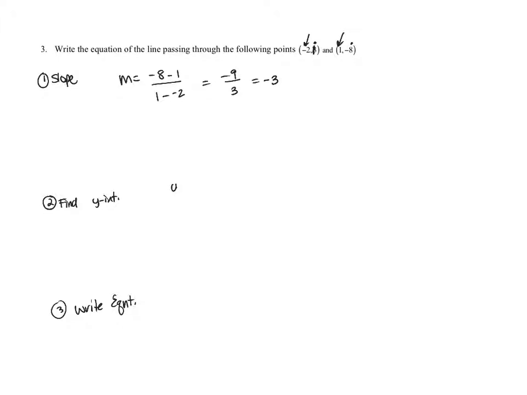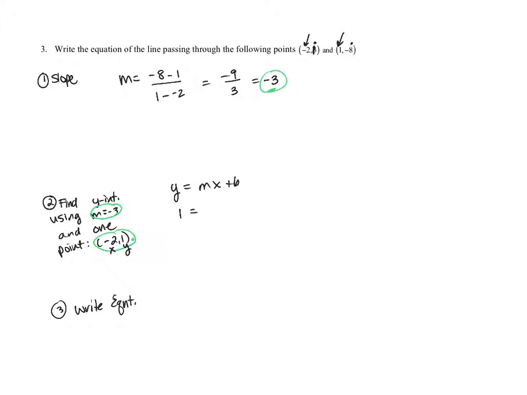Now I'm ready to find my y-intercept. So I use y equals mx plus b, and you can just choose either point. I'm going to choose (-2, 1). That just looks easier to me. We're going to use the slope we just found and one of the points. It doesn't matter which one; you're going to get the same b no matter which point you use. So choose the easier one, and I have a y value of 1.